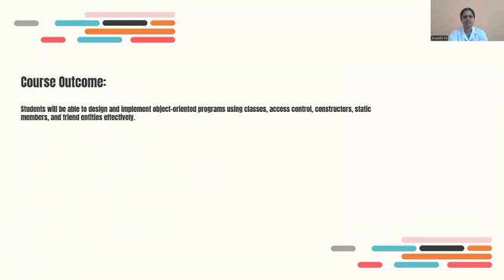After completion of Unit 2, the main outcome of Unit 2 is that students will be able to design and implement object-oriented programs using classes, access control, constructors, static members, and friend entities effectively.